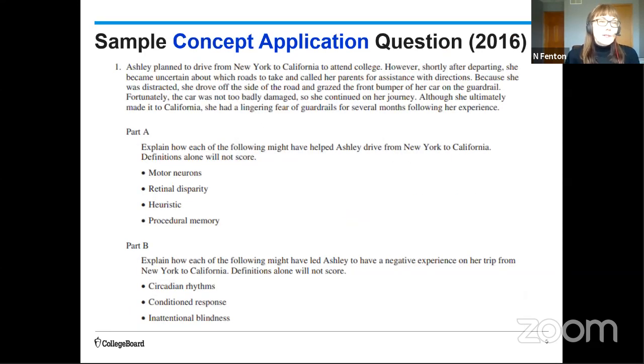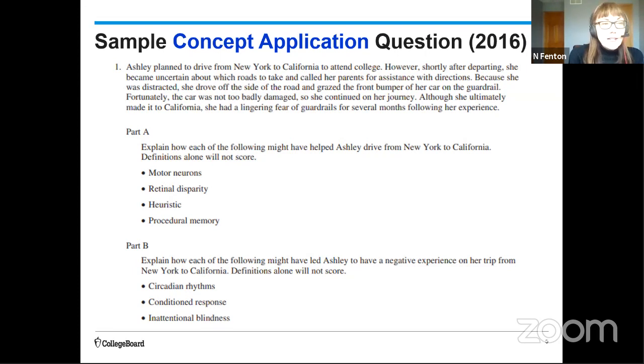So this is an example of what a concept application question might look like, and this was from the 2016 exam. So whenever you have a concept application, again, you're going to want to remember SODAS, so space it out. You're going to want probably 7 distinct paragraphs for this question. You're going to answer in order. Don't skip around and start with conditioned response and then double back to motor neurons, partly because Part A and Part B have slightly different instructions.